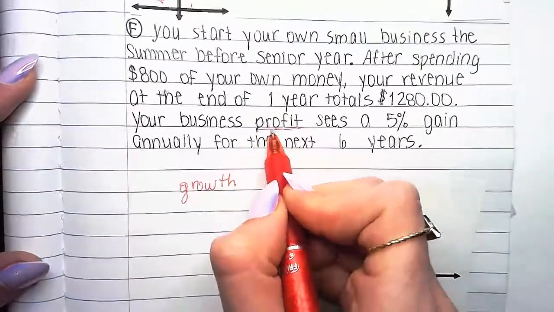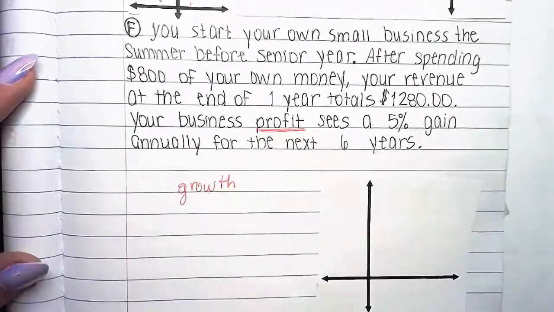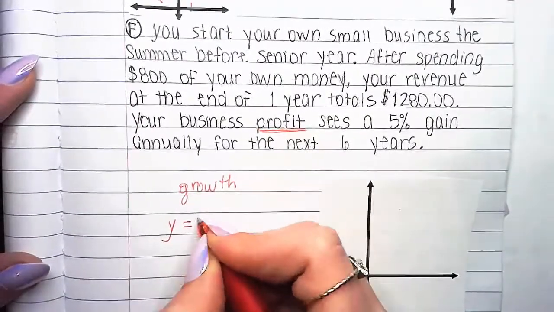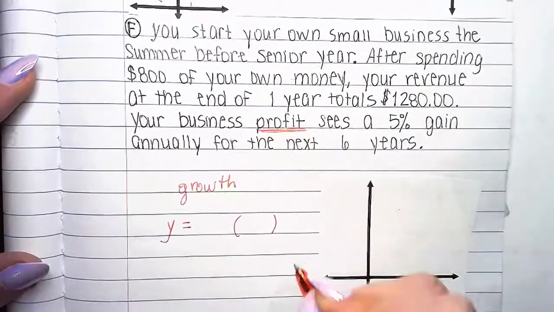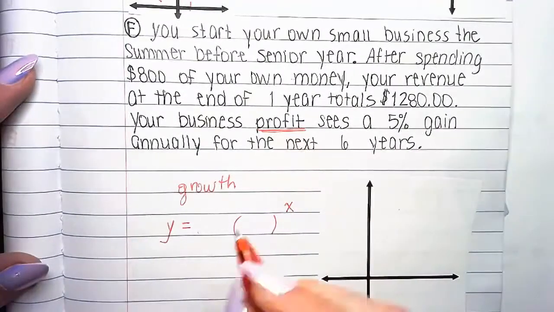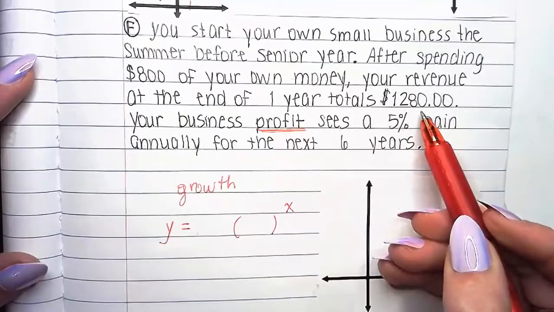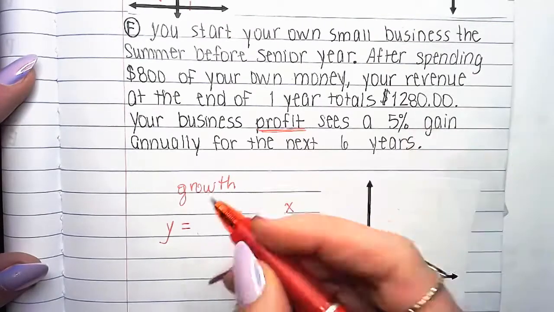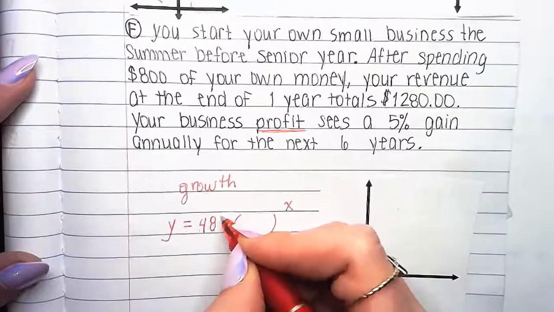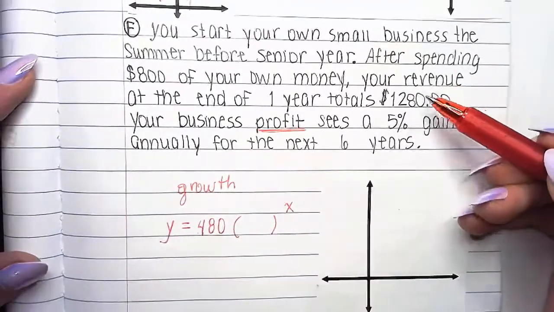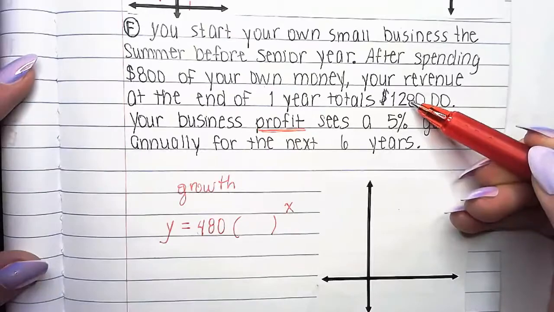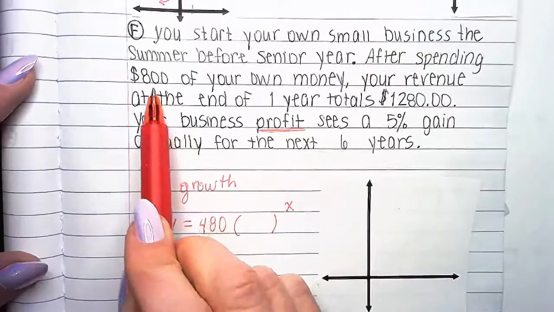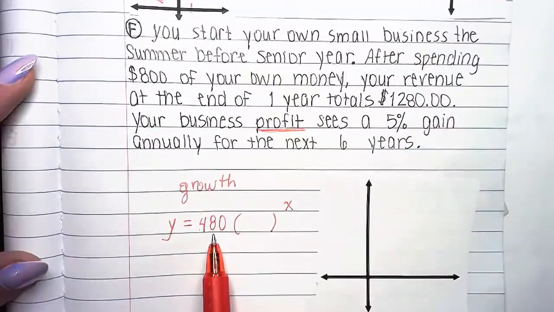Now we're going to model the profit in an equation. Y, being the profit, equals the initial profit times my base to the x. What was your first amount of profit that you made on year 1? Your profit year 1 was $480. Revenue is the amount of money that came in. Profit is what's left after you take away all of the money to pay back your cost. That leaves us with $480 profit.